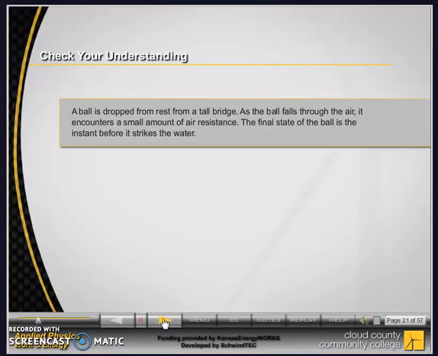A ball is dropped from rest from a tall bridge. As the ball falls through the air, it encounters a small amount of air resistance. The final state of the ball is the instant before it strikes the water.